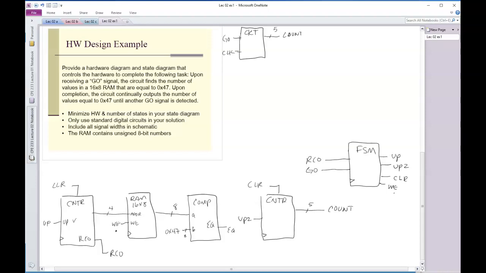I'm thinking, okay, it's doing two things. It's waiting for a go signal, and while it's waiting for that go signal, it's actually outputting the previous count it had. So that's one thing. The next thing I will be doing is looking for those 47 once someone presses the go button. So those are my two main functions here. It pretty much implies I need two states in this thing.